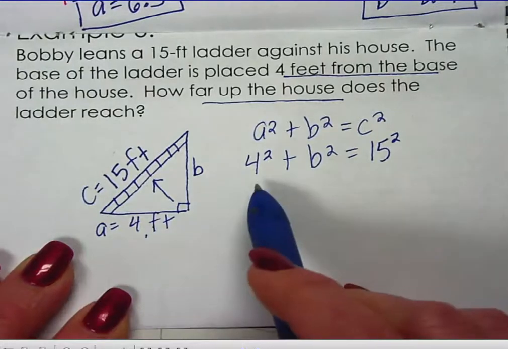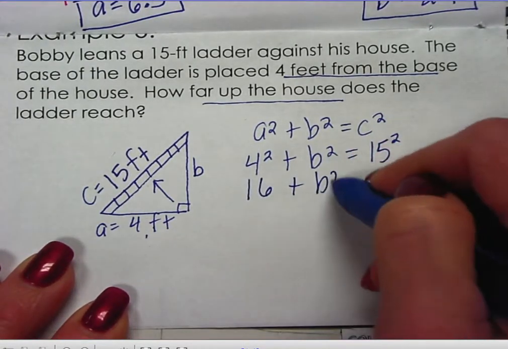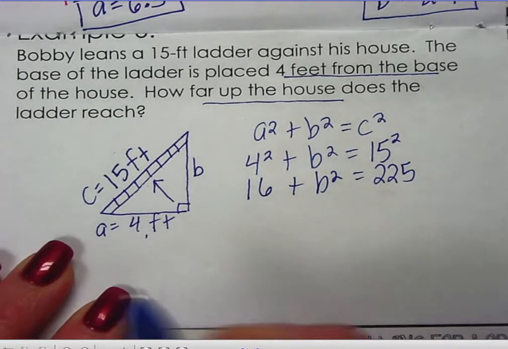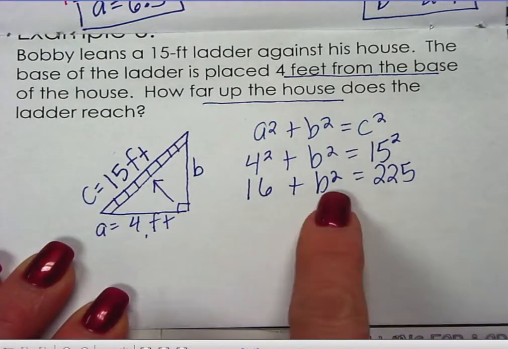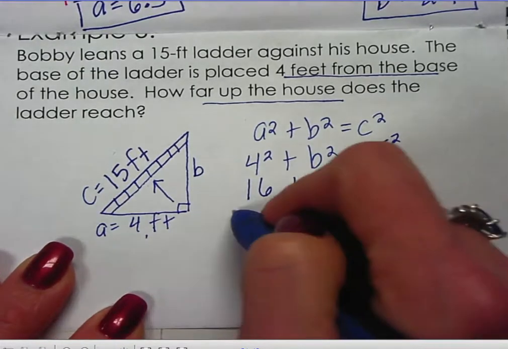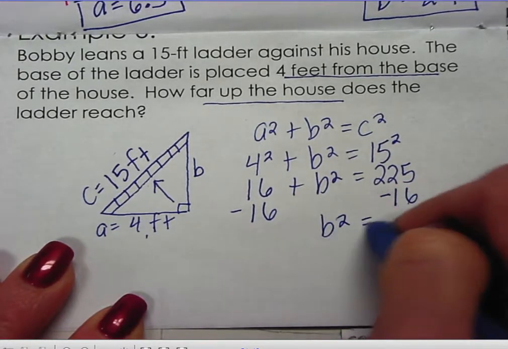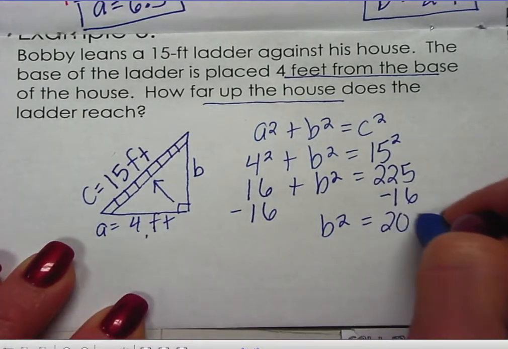So I'm going to evaluate my exponents. 4 squared is 16 plus B squared, and 15 squared is 225. That's one of our perfect squares we should know. Okay, so now that we've set it up, I'm trying to isolate my variable, so I'm going to subtract 16 from both sides. Excuse me, B squared is equal to 225 minus 16. So I get B squared is equal to 209.